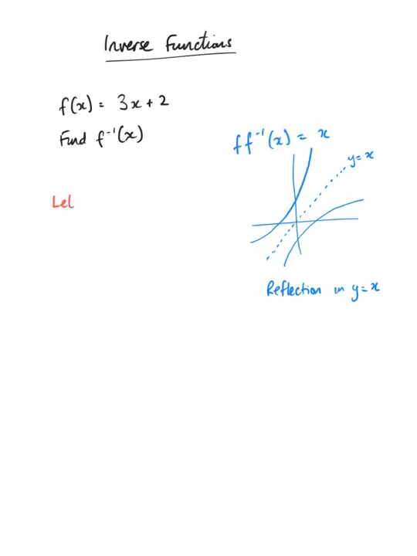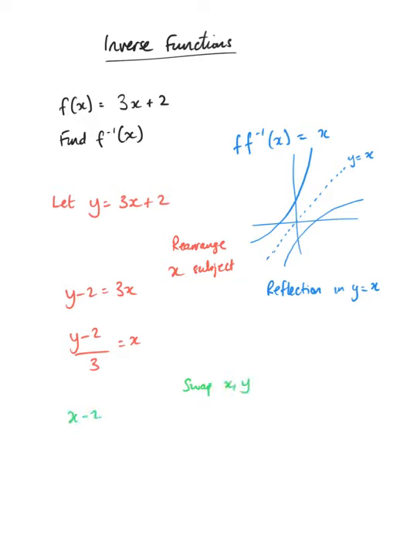Now the first thing I'm going to do here is let y equal 3x plus 2. Now what I'm going to do next is rearrange to make x the subject. So y minus 2 is equal to 3x, and (y minus 2) over 3 is equal to x. And this last bit seems a bit odd, but it comes from the fact that it's a reflection in y equals x. I'm going to swap x and y. So (x minus 2) over 3 equals y.